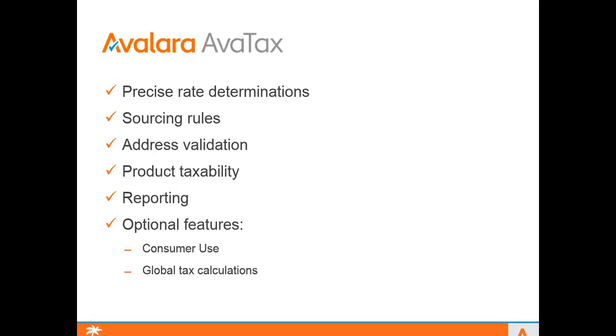But we'll provide you the sourcing rules, so what tax should be applied for whom. The product taxability, we have what are called taxing categories. We do have proprietary categories where we do all the research and keep that up to date to know if your products or services are taxable across all those 11,000 jurisdictions, so you don't have to do that research any longer. And we provide instant reporting as well as address validation.